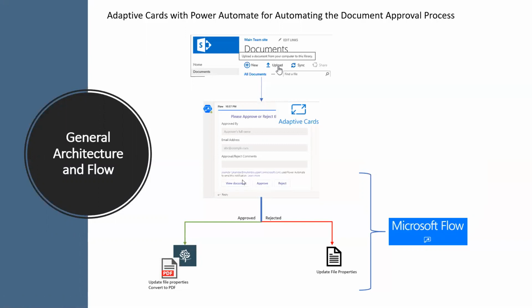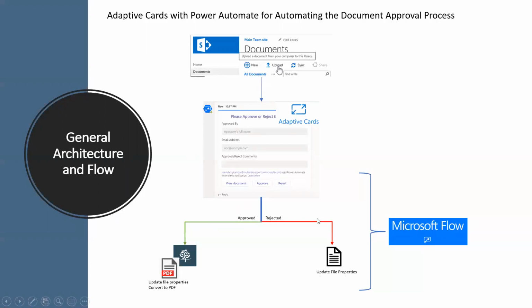So let's say, for example, an approver approves the adaptive card. Then I'm just going to update the file properties, and by file properties, I mean the columns in SharePoint for approval status, who approved this document, and approval comments. After the file properties get updated, I'm going to pick the document up and convert it to PDF. There are different PDF converters available in the market, but since I work with Muhimbi, I am making use of Muhimbi here.